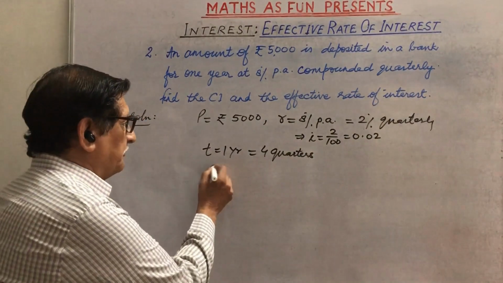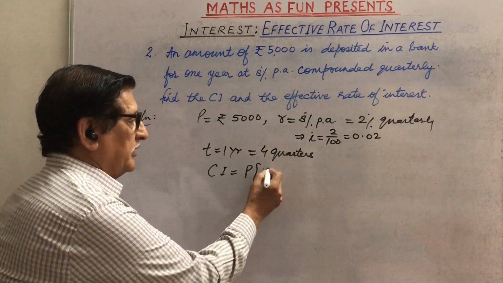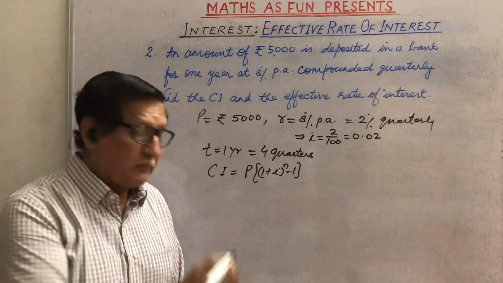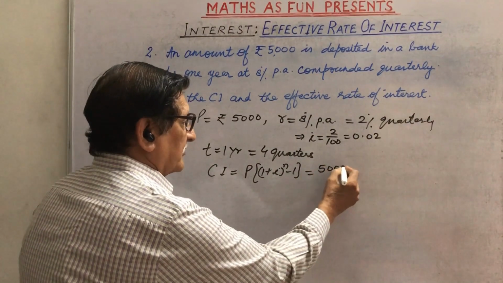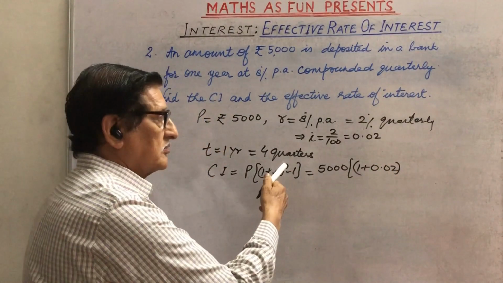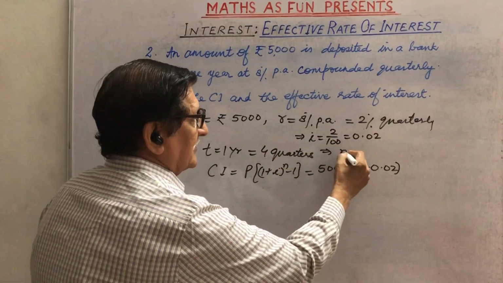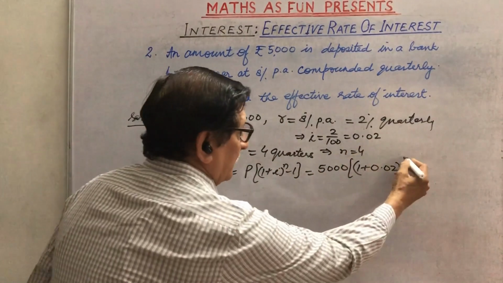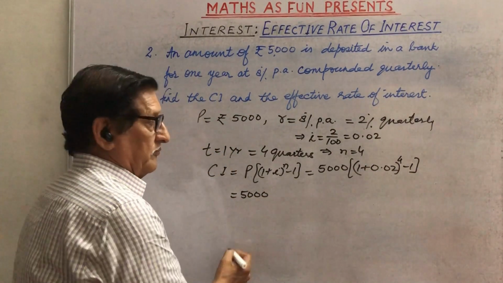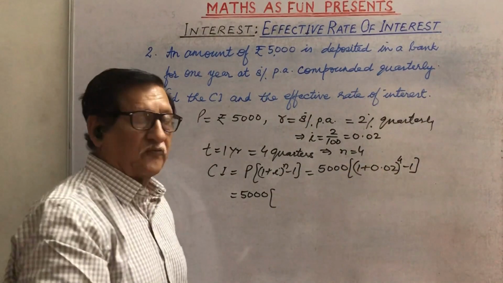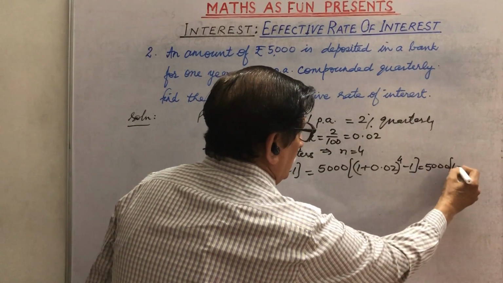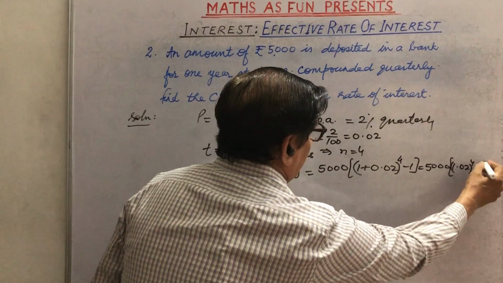When we calculate the compound interest, we have the formula P into (1 plus I) power n minus 1. Applying the values, we are getting it as 5,000 into (1 plus 0.02), and n is 4. This implies that n is 4. Power 4 minus 1. We know the value of 1.02 to the power 4. We can write it here as 5,000 into (1.02 power 4 minus 1).